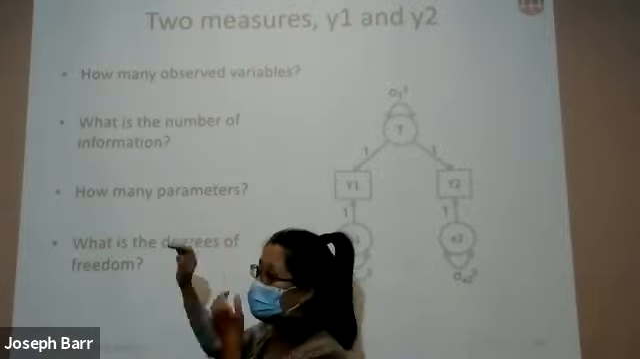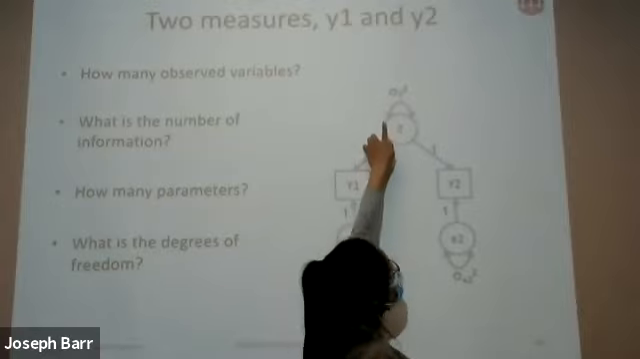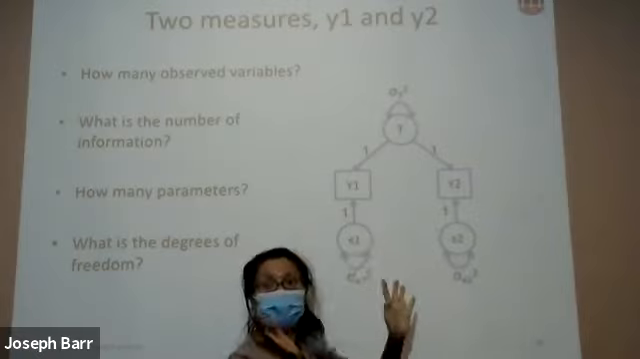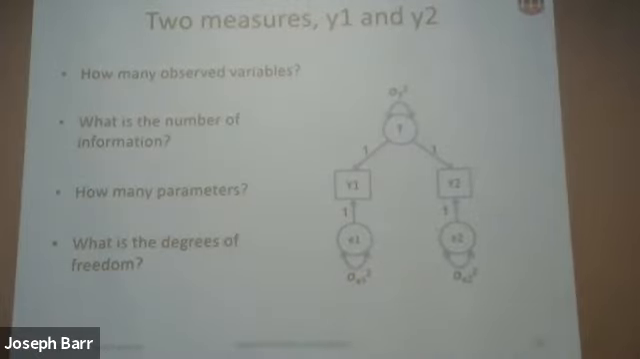And how many parameters? It depends on our setting. If you want to estimate 3 parameters, one, the variance of the true score, one, the variance of E1, one, the variance of E2, it's possible. And then in that case, we have degrees of freedom 0.